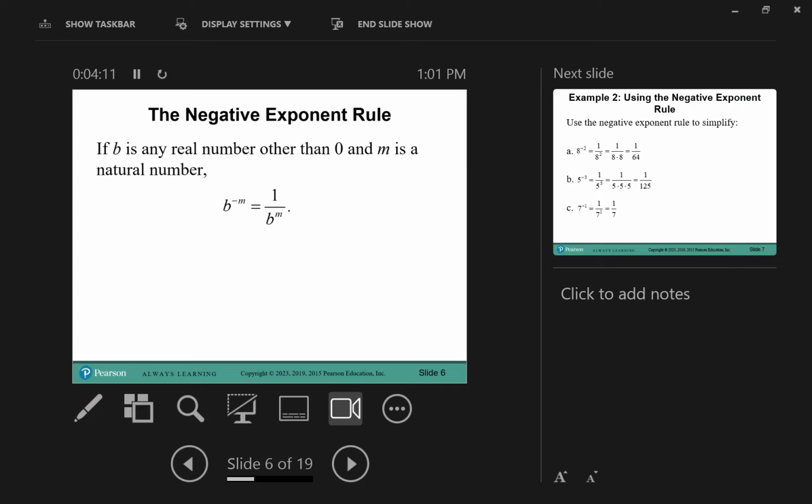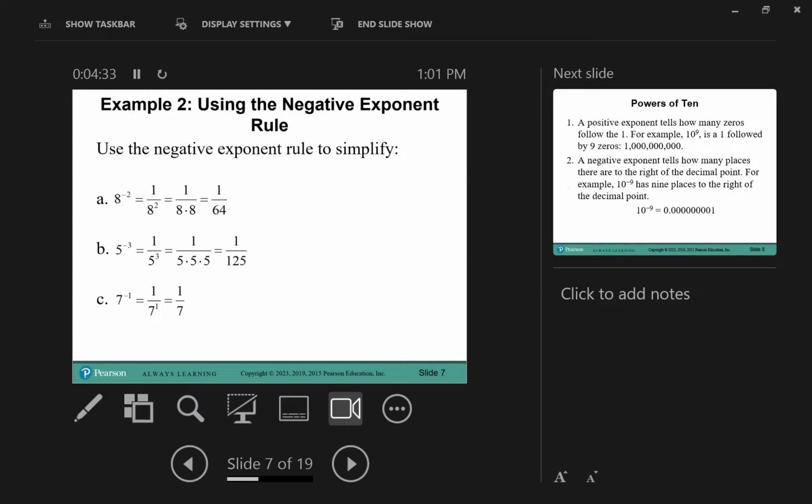And then likewise, if I have a negative exponent, b to the -m is 1 over b to the m. Right? So that is to say, if I have 2 raised to the -3 power, I can take that and put it in the denominator with a positive exponent, and I get 1 over 2 to the 3 power.